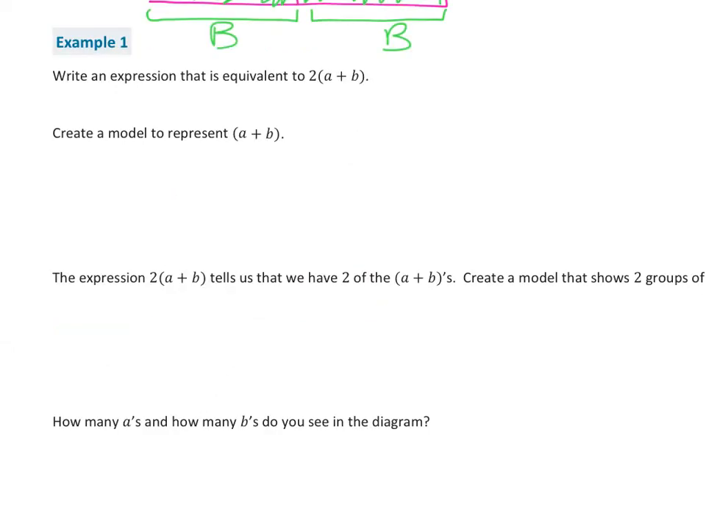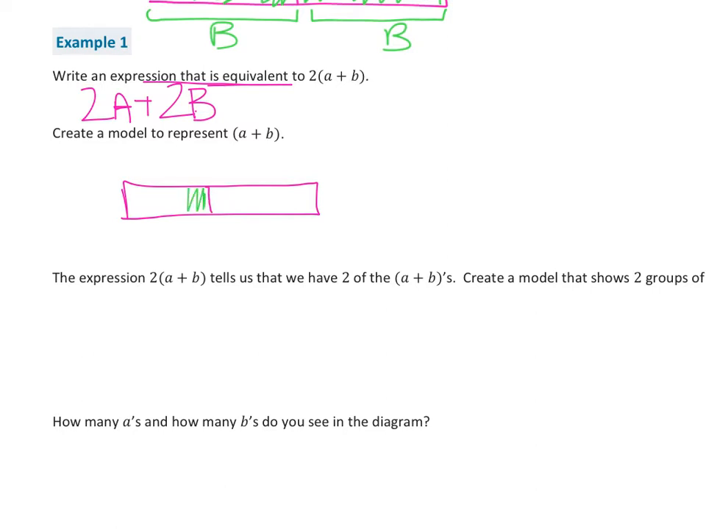So now it's asking us to write an expression that is equivalent to 2a plus b. Well, I'm going to write out 2a plus 2b. And then to create a model that shows a plus b, I'm going to make them just slightly different sizes because maybe one's bigger than the other. Still going to make it green. This is a, and this is b.